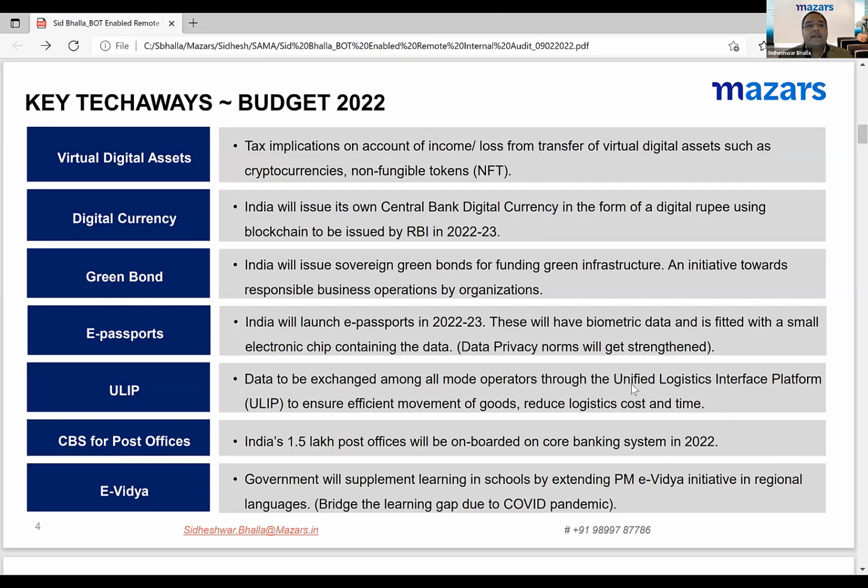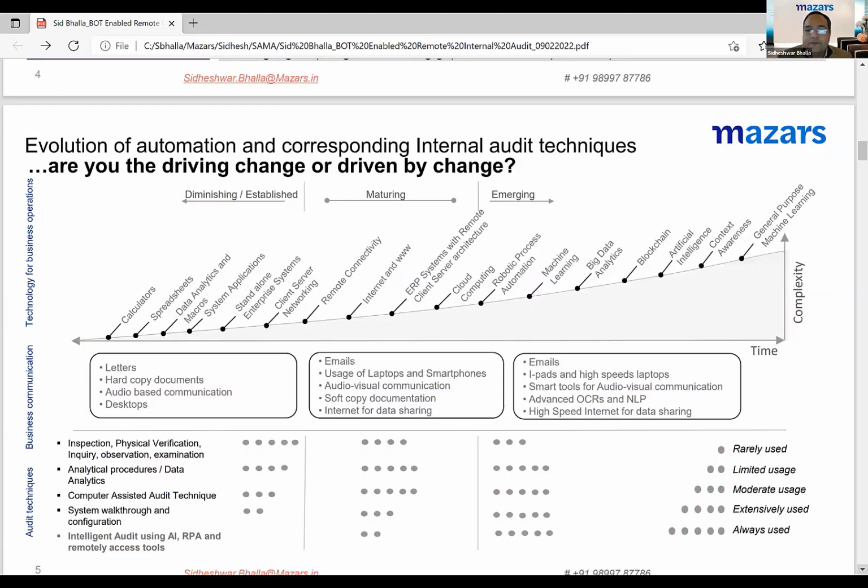If you look at the slide in front of you, I hope that slide is fully visible. It's the evolution of automation and corresponding internal audit techniques. Now, I'll read this slide from left to right and from top to bottom. So if you look at it, it says technology for business operations on the left-hand side, the upper half. Say the pre-globalization time, which was 1991, and we can take 10, 20 years, whatever, 30, 40 years before that, calculators were used. Perhaps in some of the times, if we go back, even it was human intelligence. It was not even calculators.